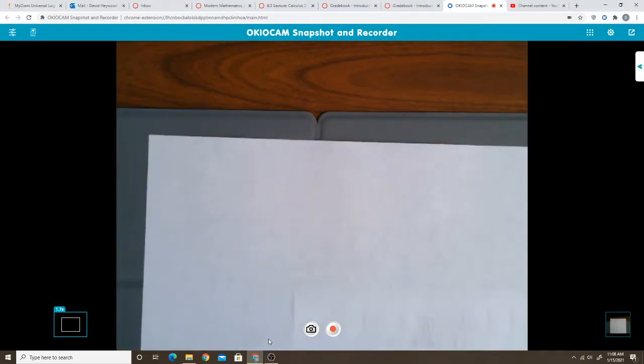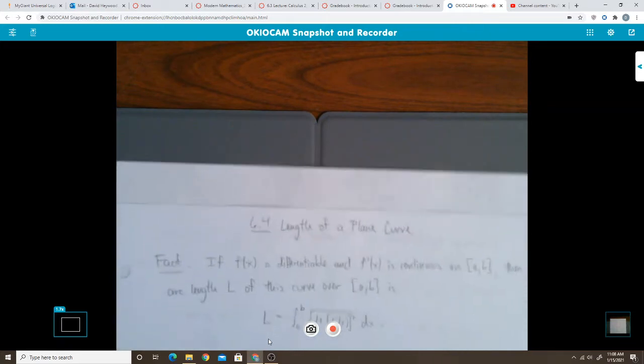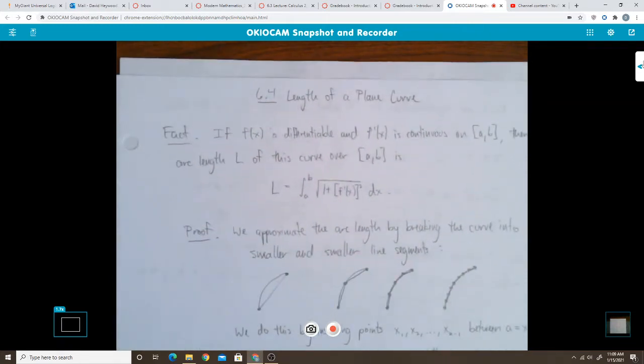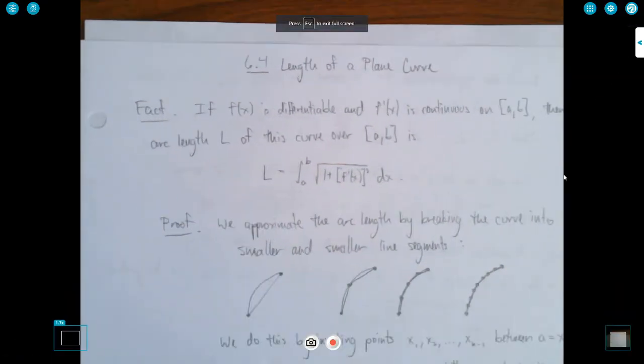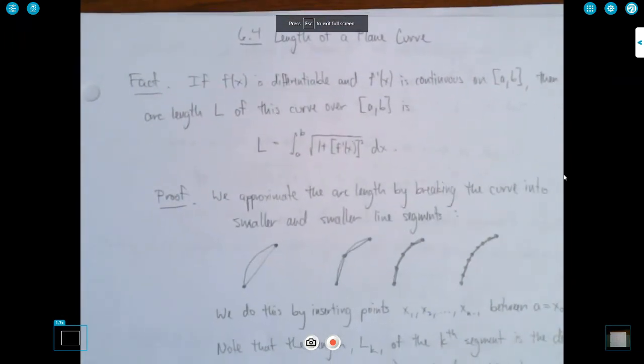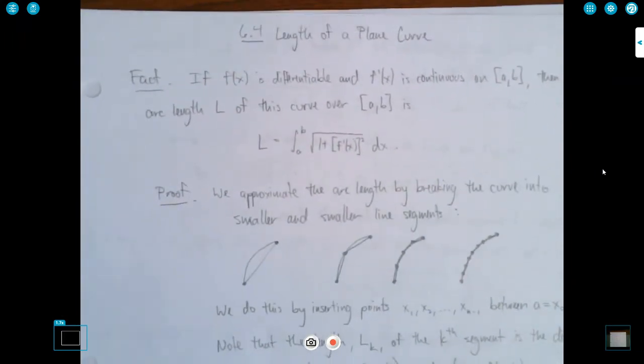All right, let's talk about 6.4, the length of a plane curve. Now remember, the topic of discussion in this chapter, chapter 6, is about some applications of integration.